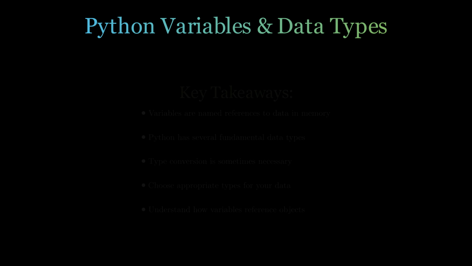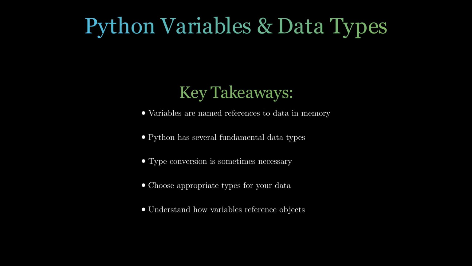Let's summarize what we've learned. Variables are named references to data in memory. Python provides several fundamental data types for different purposes. We sometimes need to convert between types. It's important to choose appropriate types for your data and understand how variables reference objects in Python's memory model. These concepts form the foundation for all Python programming you'll do.